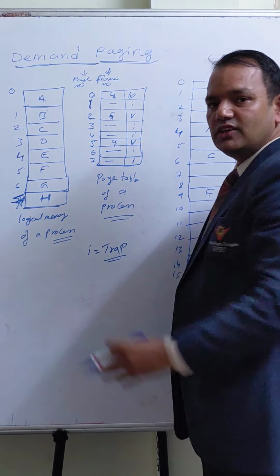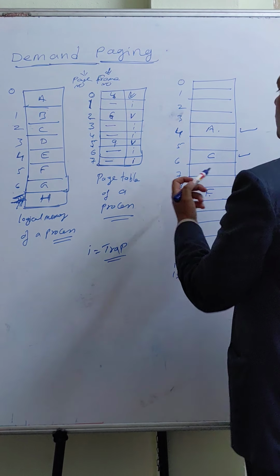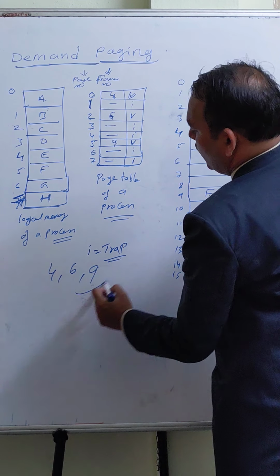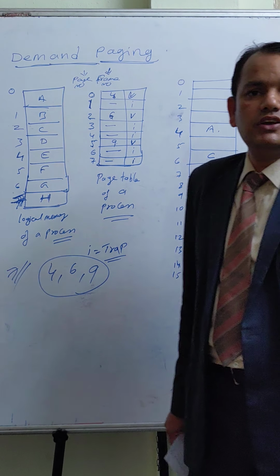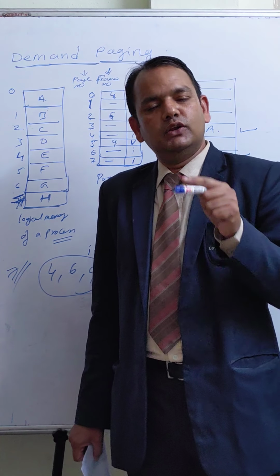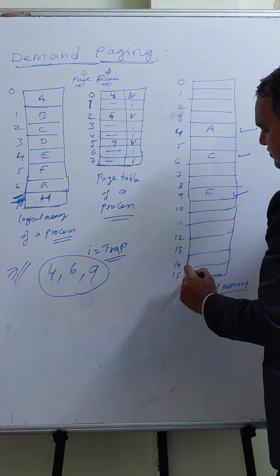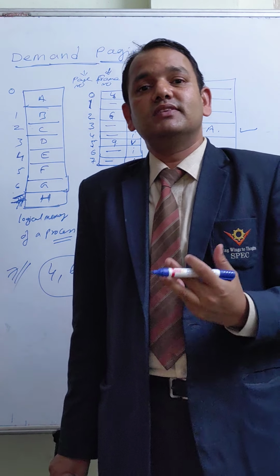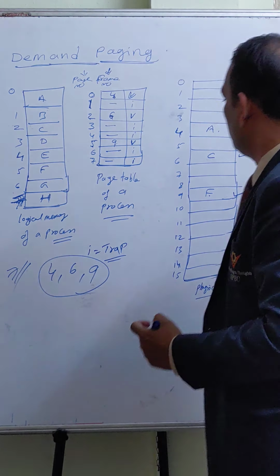Out of all these pages, right now, to execute this process by the CPU, how many pages are required? Only 3 pages. Total how many pages are there? 7 pages. Out of 7 pages, right now only 3 pages need to be loaded into the main memory. So the advantage is that the remaining frames can be loaded with some other process. That is why it increases the degree of multiprogramming. Okay, understood?